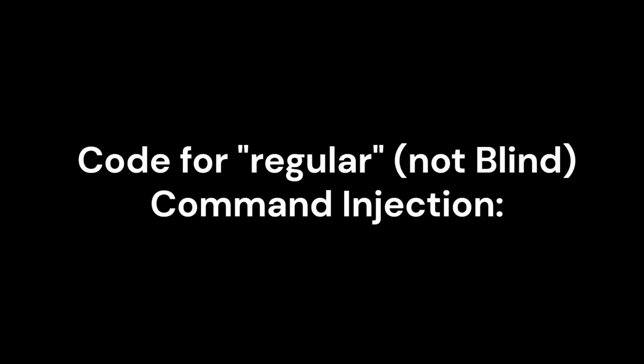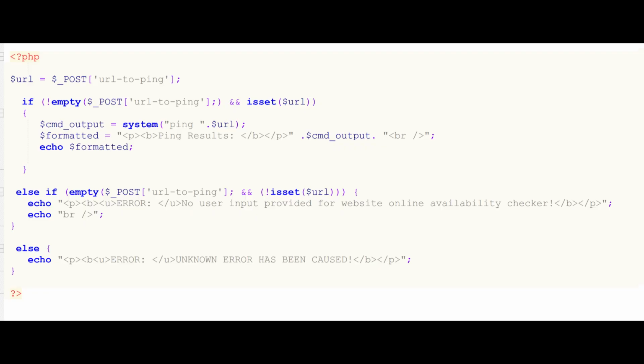Now that we've covered what the blind command injection looks like, let's take a look at the code for the regular command injection. It's very similar to our previous example, except this time the intended functionality is a ping command, and this time our output is being displayed on the same page as where our payload is inputted rather than elsewhere. It starts by taking the HTTP post input for the URL that was inputted by the user, and it assigns that input to a variable which is named URL.